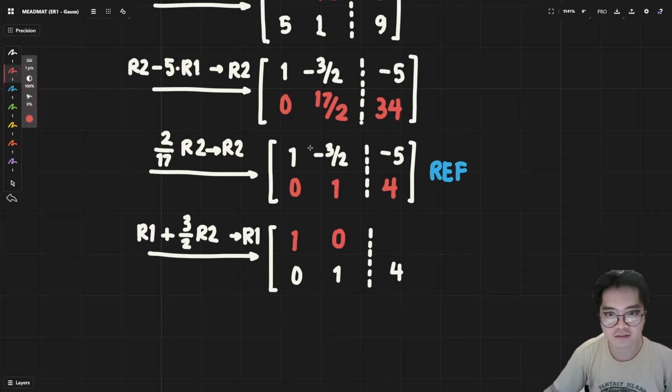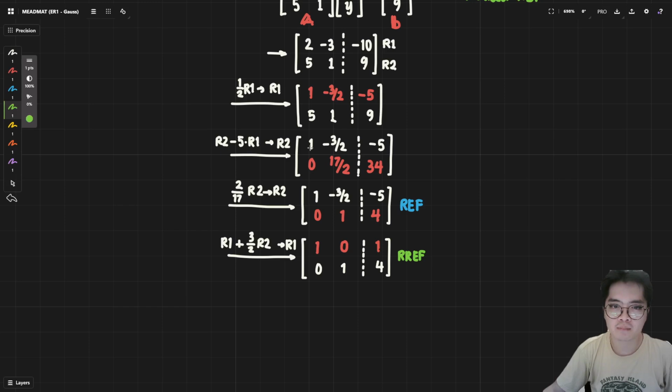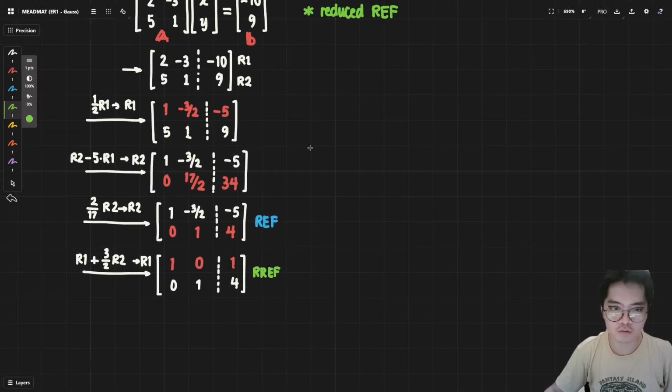And then this one, negative 5 plus 3 halves times 4. Cancel, you will have here 2. Negative 5 plus 3 times 2 is positive 6. Negative 5 plus 6 is 1. This is now what we call reduced row echelon form. And basically, from either of these two, you can now get your value of x and y.